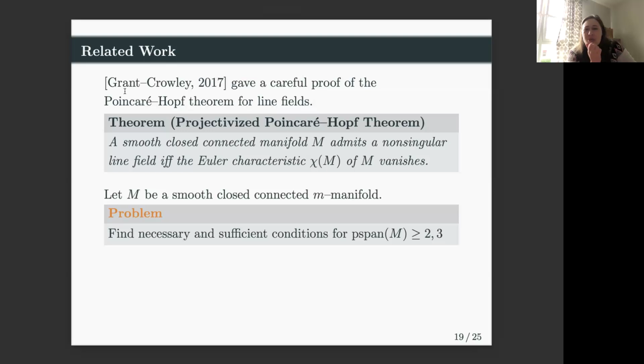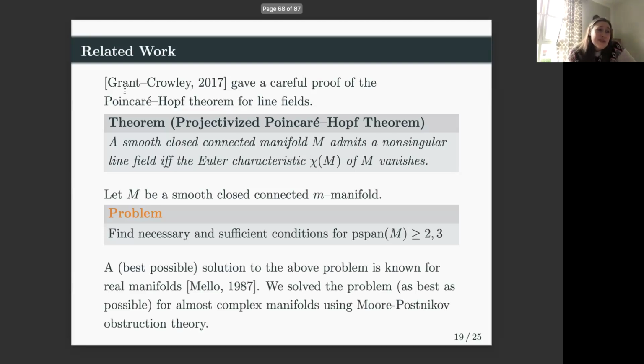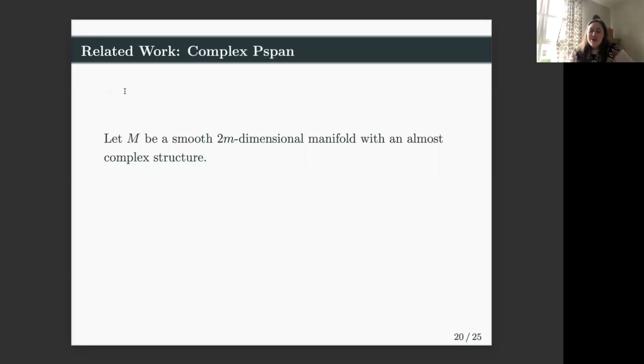And the next step, the idea of my PhD, was to do the next obvious thing. So I was supposed to try and find necessary and sufficient conditions for projective span to be at least 2 or 3, say. And I spent the first half of my PhD or even longer trying to solve this problem for real manifolds. And then I learned that this was actually already known. So I just reproved a bunch of things, and it's sad when that happens. But the good thing was, in doing that, I learned all of this super high-tech Postnikov obstruction theory stuff. And so Nicola and I have recently solved the problem in the complex case. And so I just want to tell you a little bit about this.